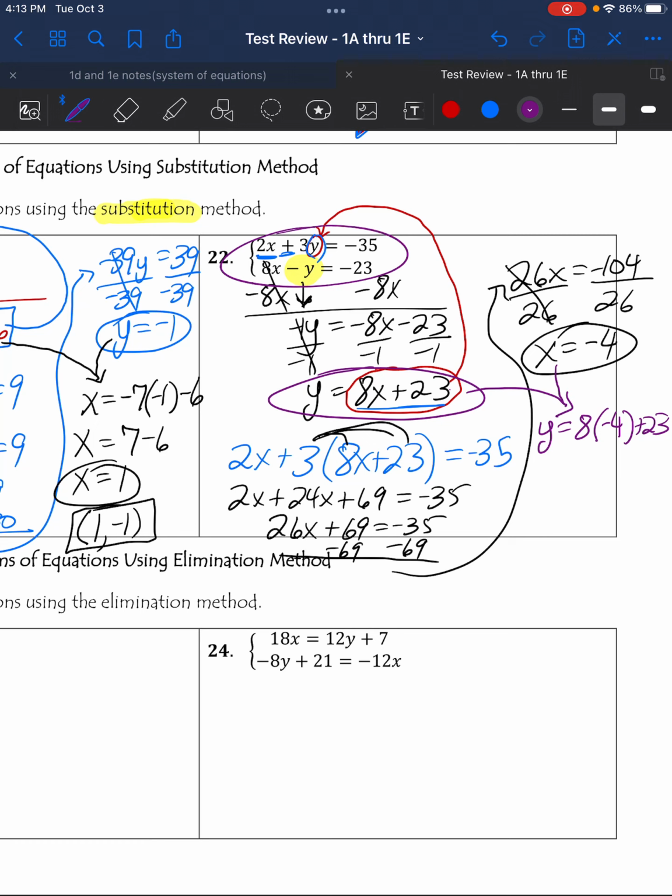Any of the original equations would have worked also. 8 times negative 4 is negative 32 plus 23. Negative 32 plus 23 is negative 9. And so the x value of our solution is negative 4 from up here, and the y value is negative 9.